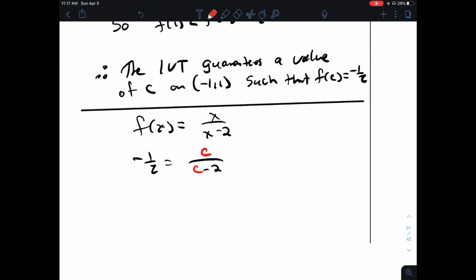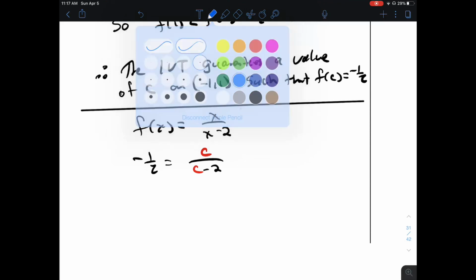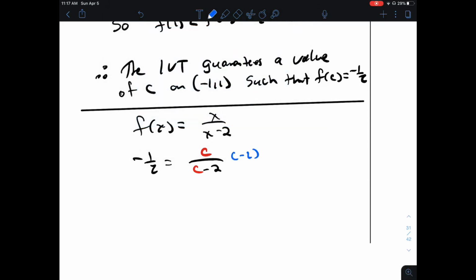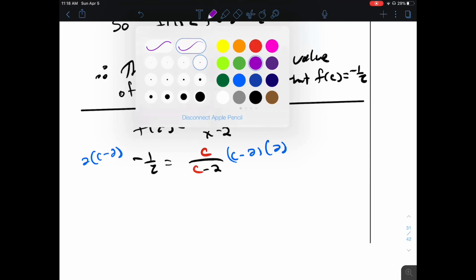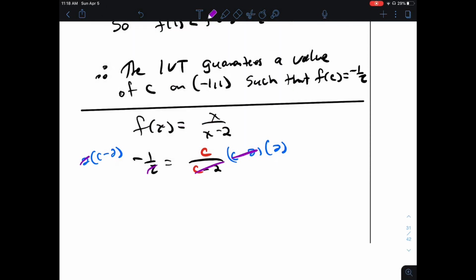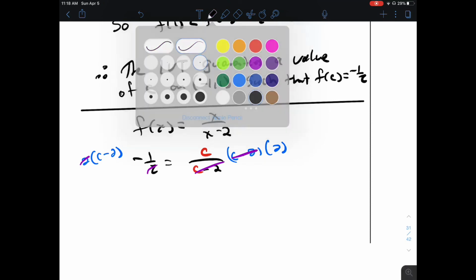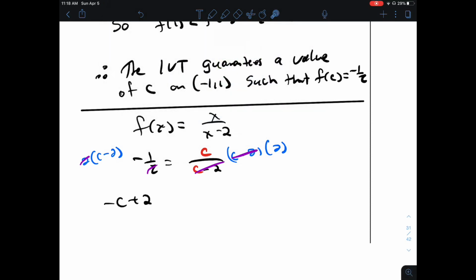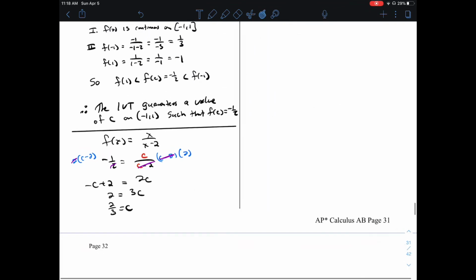So I'm going to multiply both sides of the equation by c minus 2 and 2 to get rid of my fractions. On the left, the 2's cancel. On the right, the c minus 2's cancel. So on the left, I'm going to get negative c plus 2 when I distribute this negative 1 to each of these. And on the right, I'm going to get 2c. If I add a c to both sides, I get 3c is 2, so that c is 2/3. So that is the c value.